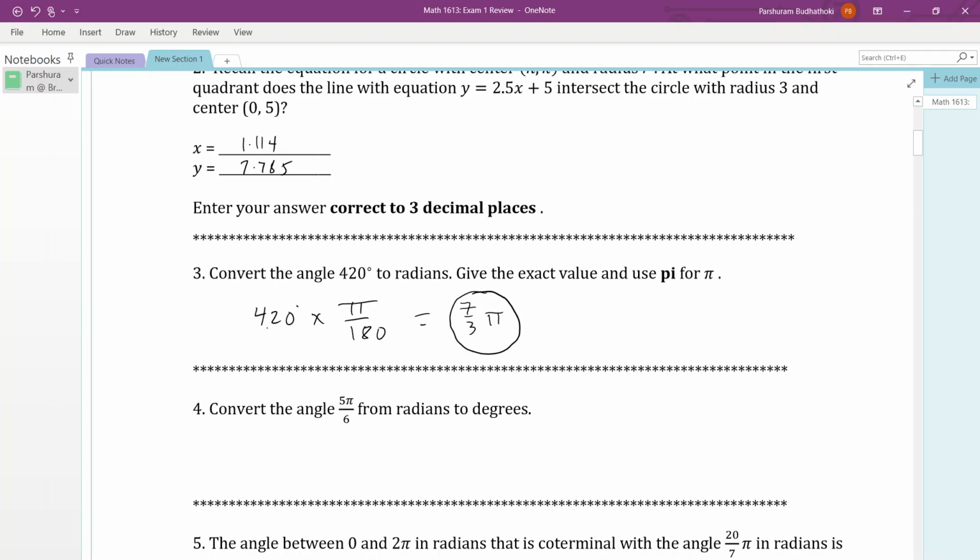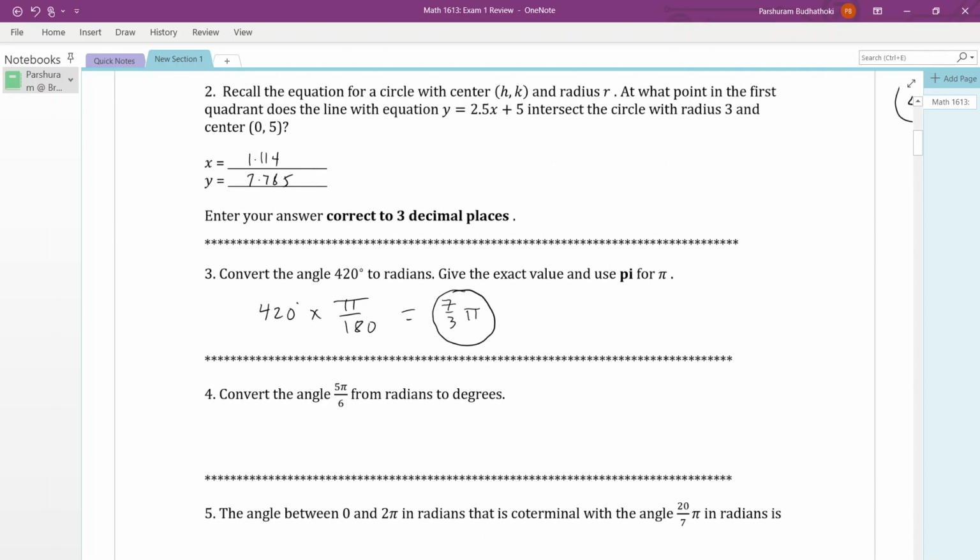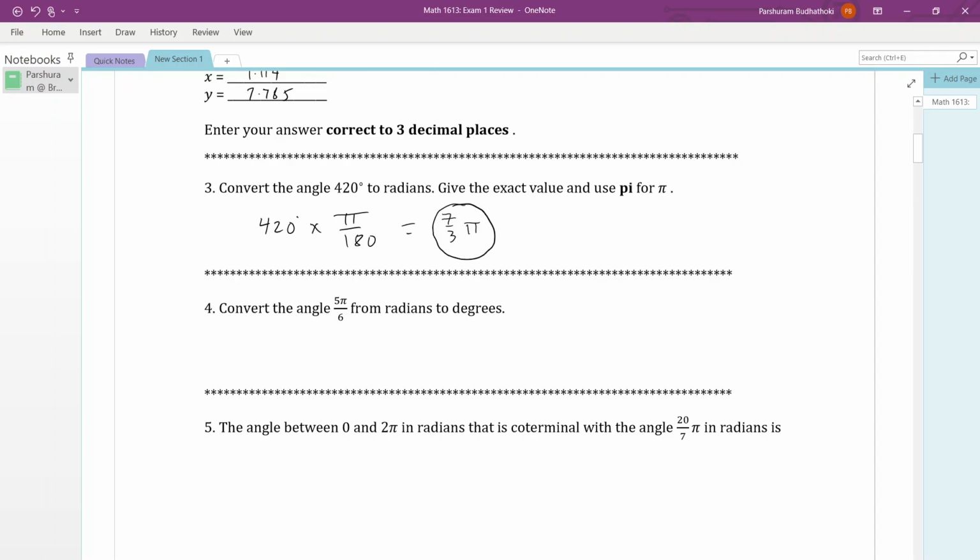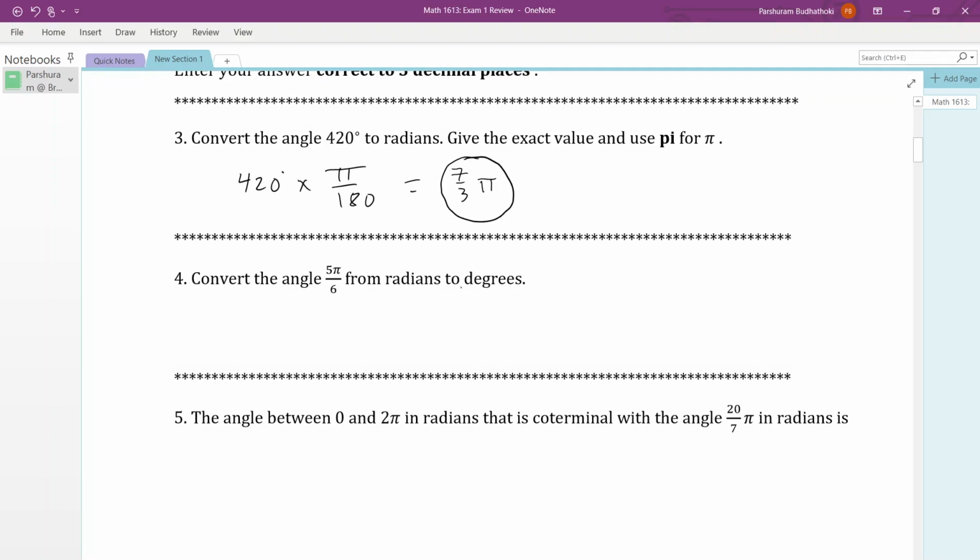Okay, so if you want to convert the degree into radian, you always have to multiply by pi over 180. And for problem 4, you are trying to convert the radian into degree. You just have to do the opposite. You have to multiply by 180 over pi. So for this problem, just multiply by 180 degree over pi. If you do that, the pi and pi cancel out, and 180 divided by 6 is 30. 30 times 5 is 150 degree. Okay, so that's problem 4.